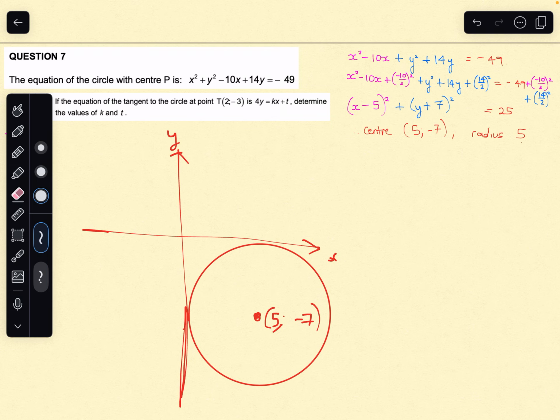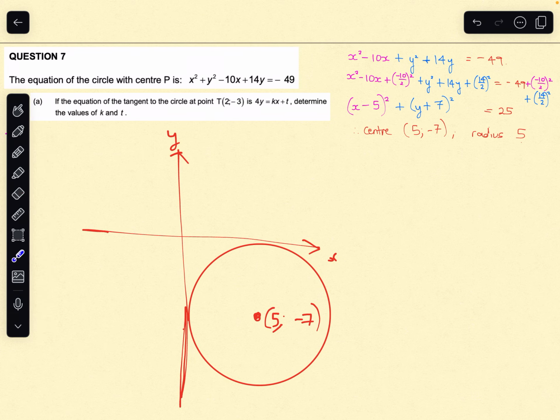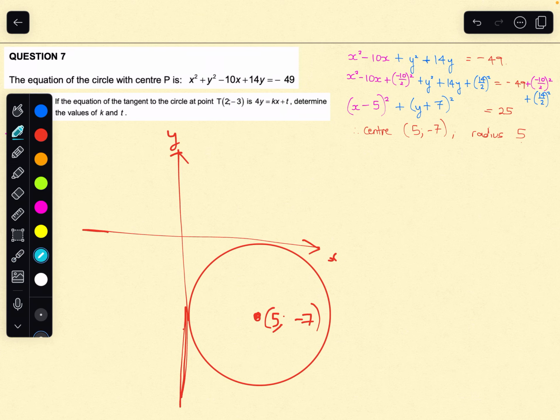Right. And now I can read this question properly. We are told that there is a tangent to the circle at the point (2, minus 3). So maybe this point is somewhere here. This is our point T. I don't want to clutter this space too much, but the tangent is given by this equation, and we need to figure out what k and t are. So we have a tangent.